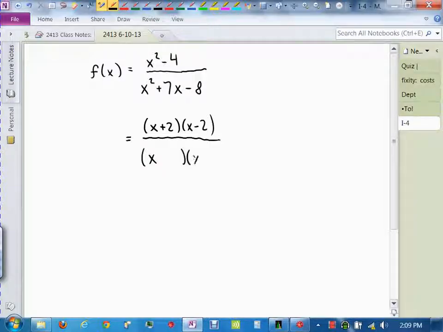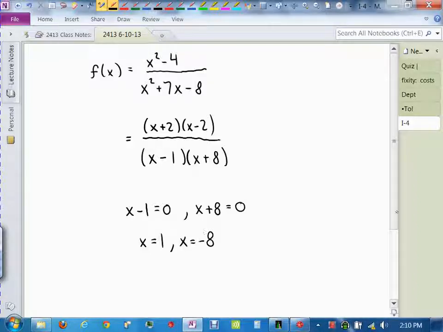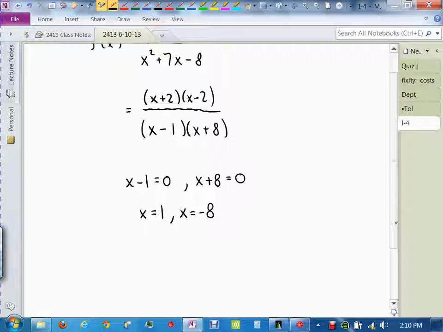What's the denominator factor to be? x minus 1 times x plus 8, is that what I heard? Okay. So now what I can do is take each of those factors, x minus 1. I can ask myself, when would that be 0? And x plus 8, when would that be 0? And that would be at 1 and what, negative 8? Okay, those are the two values of x that I cannot plug in. If I plug them in, I'm done, right? The function's not going to be able to handle it.